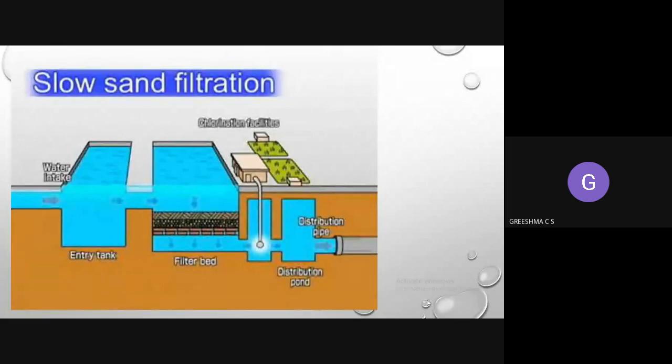So as you can see, this is a slow sand filter. Here the filter bed will be there. Water will be coming through here, and the water will be filtering through the under grains, and it will be collected in the distribution channel over here. It will be connected through the lateral drains to the main drains, and then to the distribution channel. So that is slow sand filters.